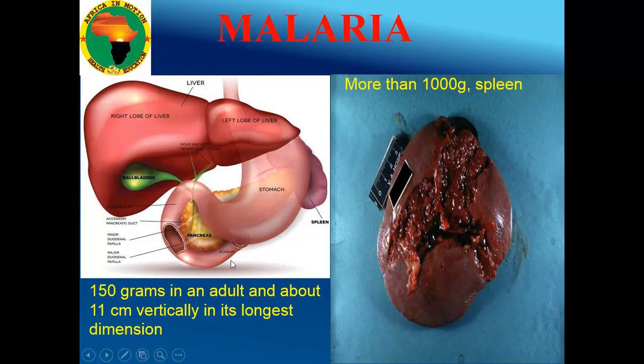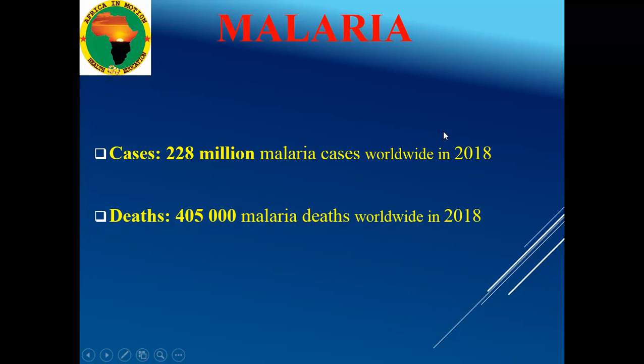A normal spleen is 150 grams and around 11 centimeters long. You can see it is posterior to the stomach, but when it grows bigger, it can reach 1 kilogram. So, the most feared complication of malaria is death. Why? It kills. It's a killer.